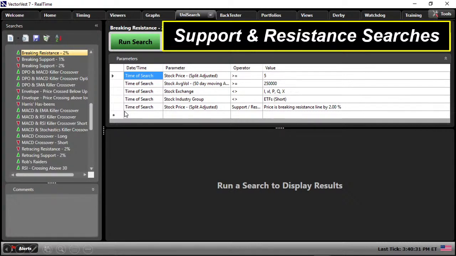We also have support and resistance searches, and the searches will find all 4 support and resistance situations. What are the 4? Retracing from support or breaking resistance, both of those are bullish, or retracing from resistance or breaking support, both of those are bearish. You can find all 4 of those just depending on what the market's doing. So if the market, let's say, is retracing from resistance and you want to find stocks to short, you would look for stocks that are retracing from resistance.